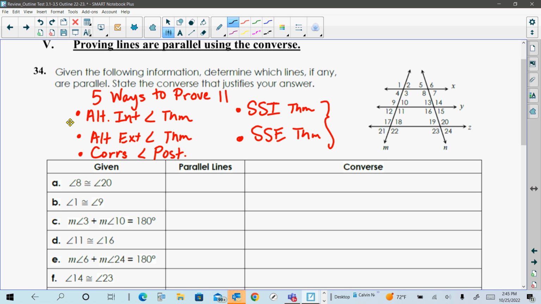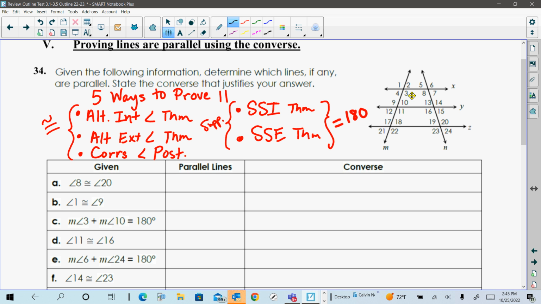What we need to remember is that these three, anything alternate and corresponding, are congruent. So I'm looking for congruent relationships. Same side interior and same side exterior are the ones that are supplementary, which means I need to have them equal to 180. So all we're going to do in this section is determine which lines, if any, are parallel, and then state the converse. I just need to state one of the 5 ways.